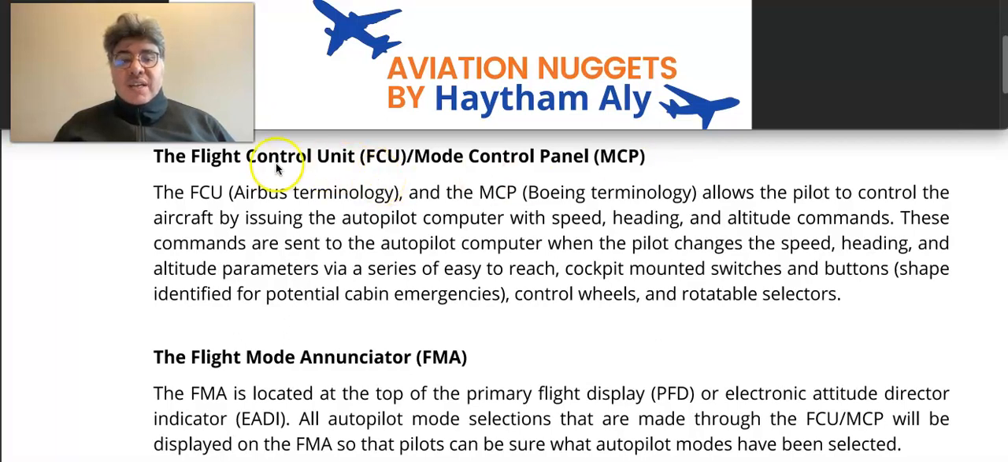So what is the function of the flight control unit and the mode control panel? It allows the pilot to control the aircraft by issuing the autopilot computer with speed, heading, and altitude commands. On the FCU or mode control panel, you have rotary selectors for heading, altitude, and airspeed, and maybe for vertical speed. In that case, short-term control to the autopilot from the pilot can be done.